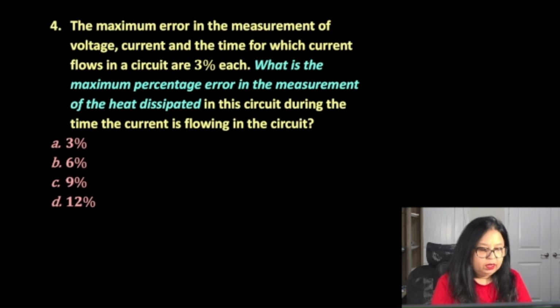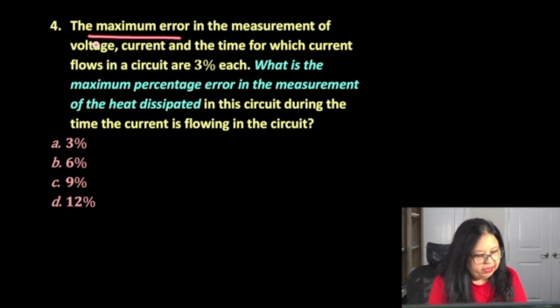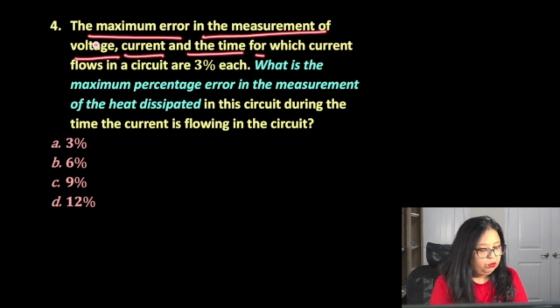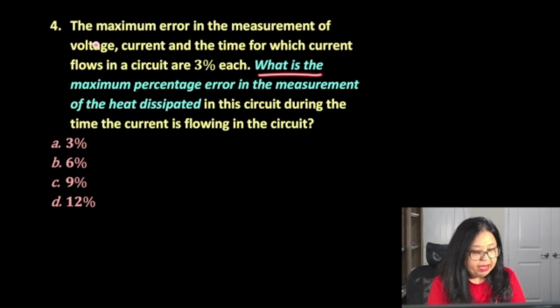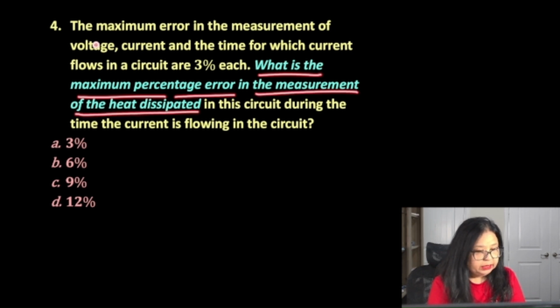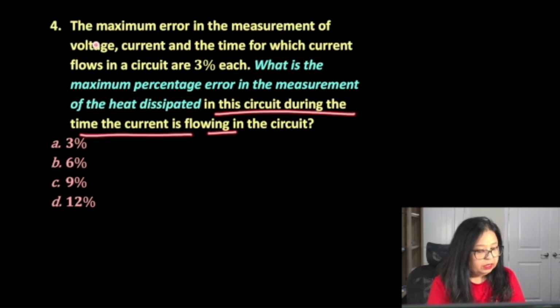Problem number 4. It says that the maximum error in the measurement of voltage, current, and the time for which current flows in a circuit are 3% each. What is the maximum percentage error in the measurement of the heat dissipated in this circuit during the time the current is flowing in the circuit?